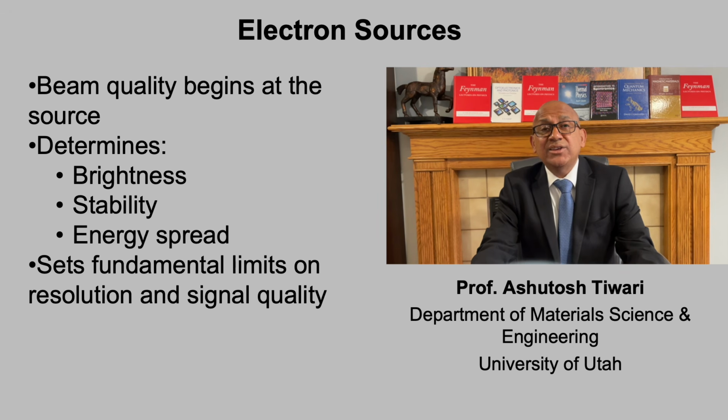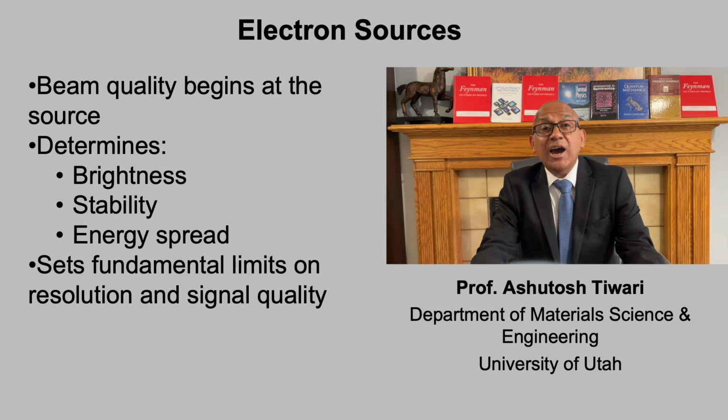Every SEM image ultimately traces back to the quality of the electron beam, and that quality is established at the electron source. The electron gun is responsible for generating the primary electrons that will later be focused, scanned, and detected. The key beam properties such as brightness, temporal stability, and energy spread are all defined at this stage.